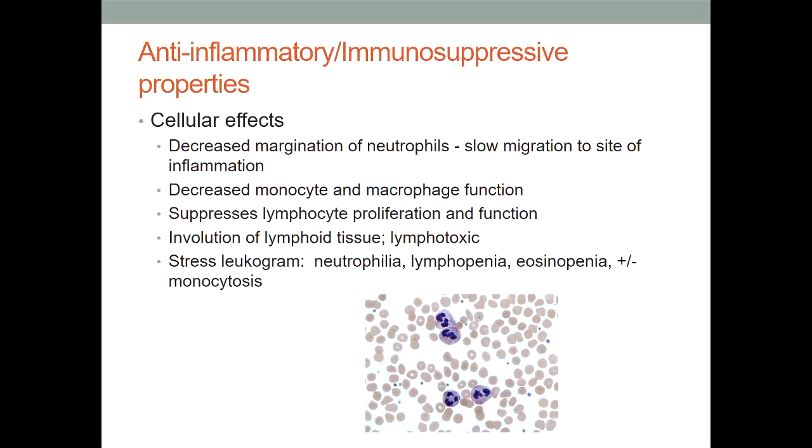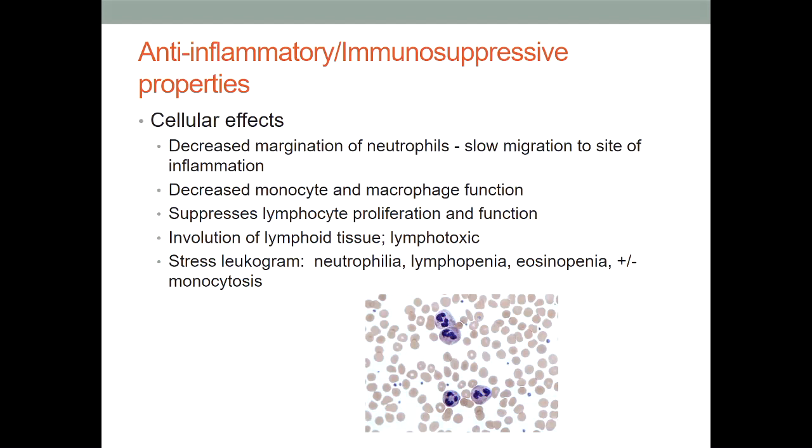Okay. You're going to decrease your monocyte and macrophage function, all right? So those help gobble up a lot of bad stuff in your body. You're going to decrease that. You are going to suppress lymphocyte proliferation and function. Can anybody think of something good that would do for you? Get rid of lymphocytes. Does anybody have golden retrievers?